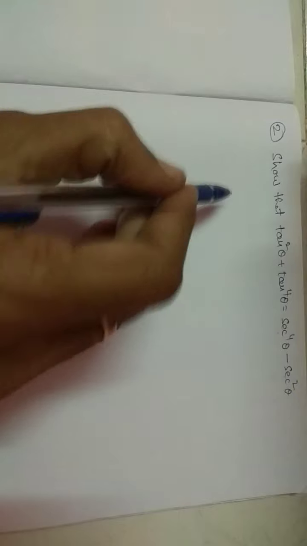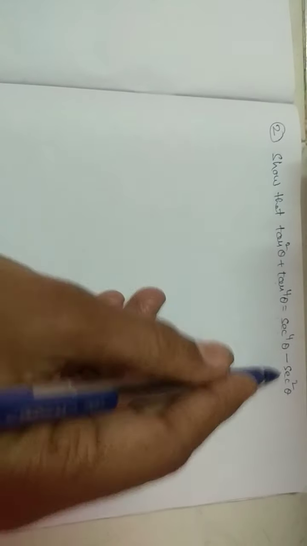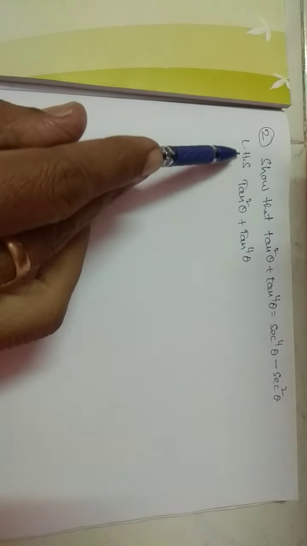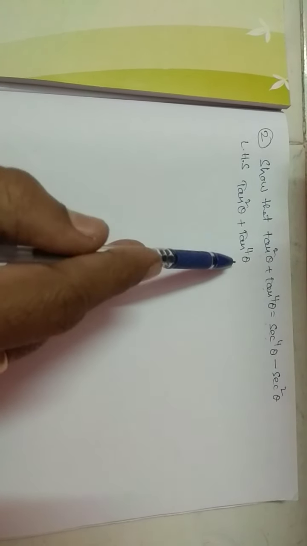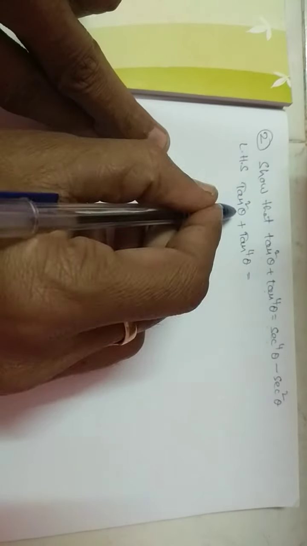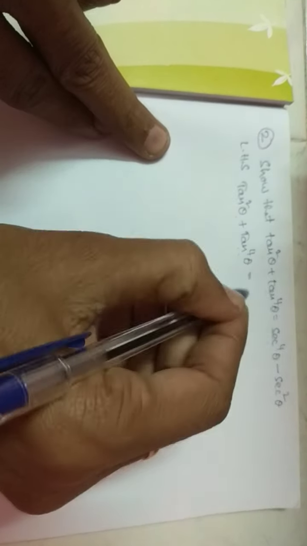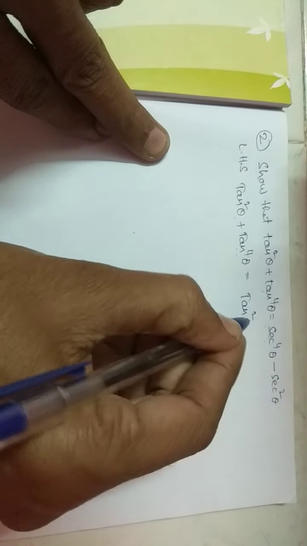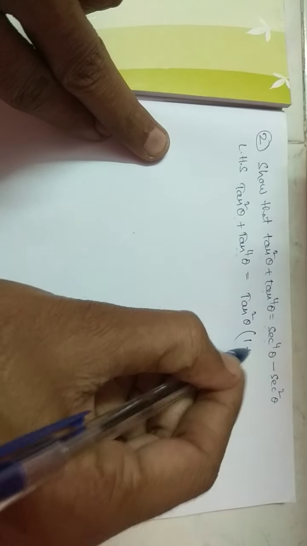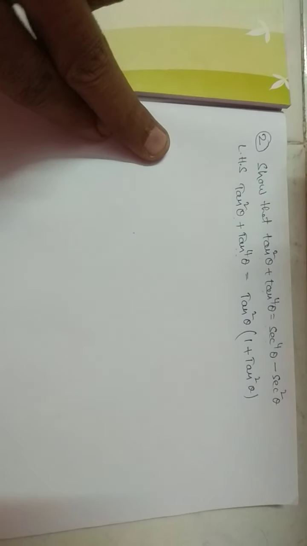Now the second problem. Show that tan square theta plus tan power 4 theta is equal to secant power 4 theta minus secant square theta. Now the LHS, tan square theta plus tan power 4 theta. Both terms have tan square, so tan square can be taken common. Now 1 plus tan square theta.